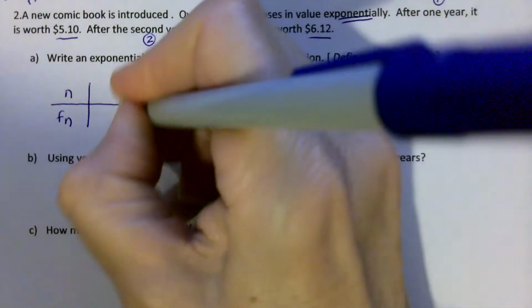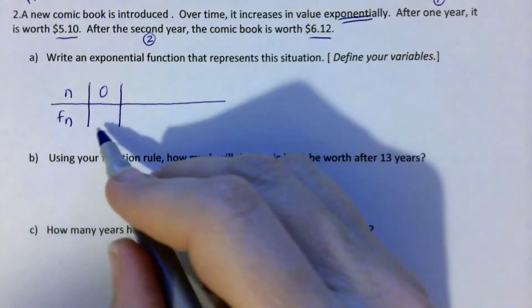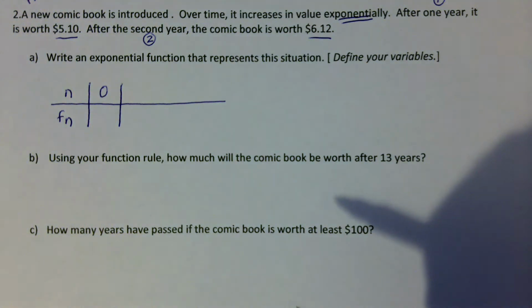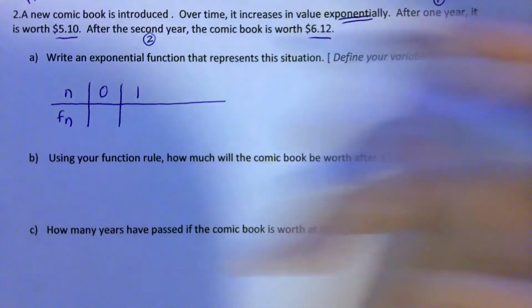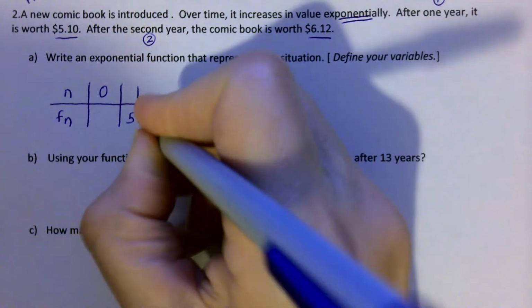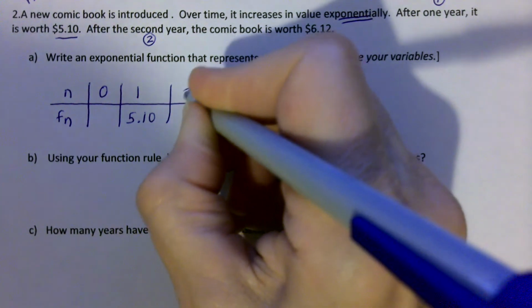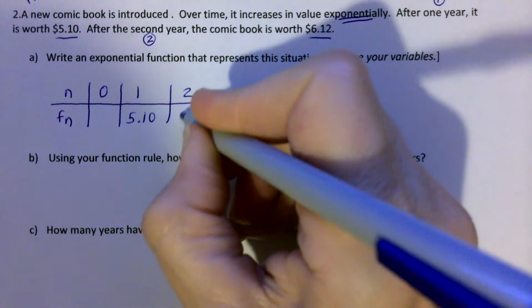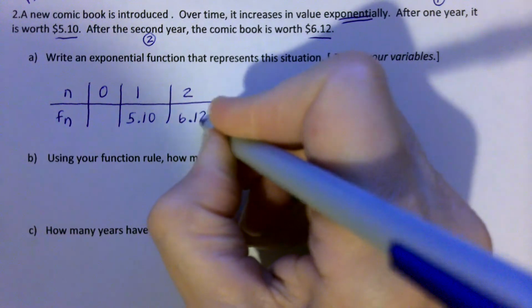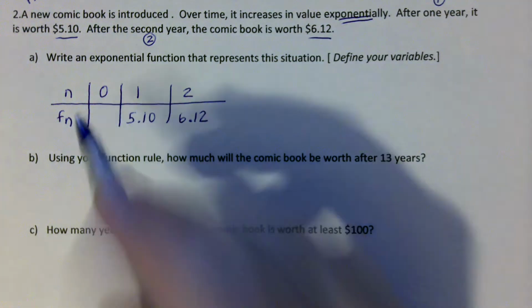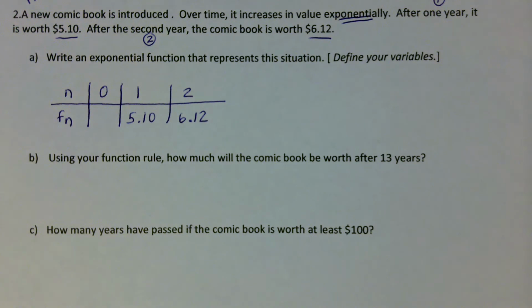I don't know the 0th term. I don't know how much the comic book was when it was first sold. But after 1 year, I know it was worth $5.10, and after the second year, it was worth $6.12. So how do I figure out my 0th term? Take a look at the first problem, pause the video, see what you have to say.